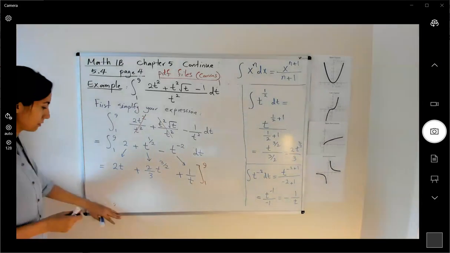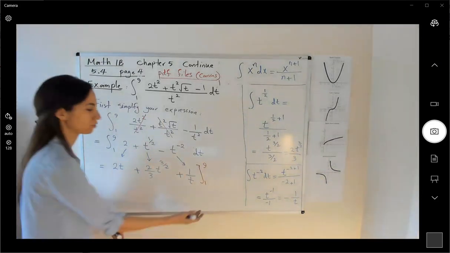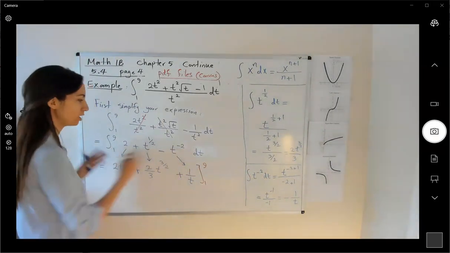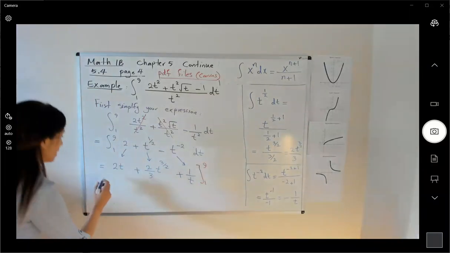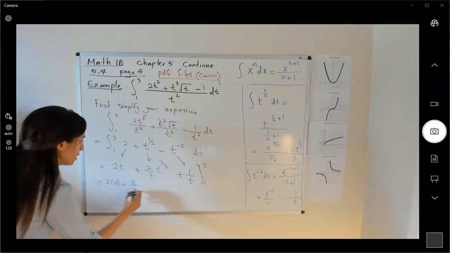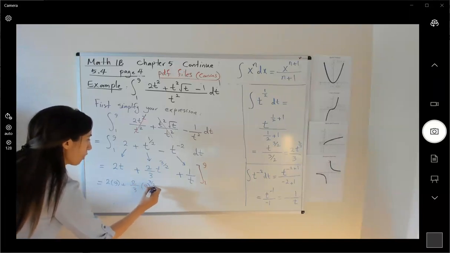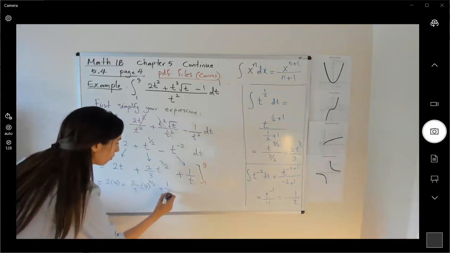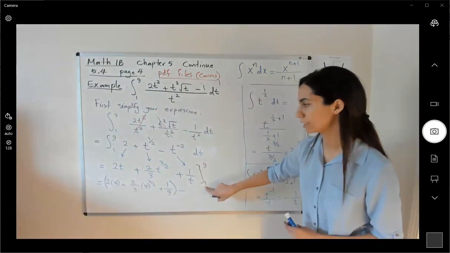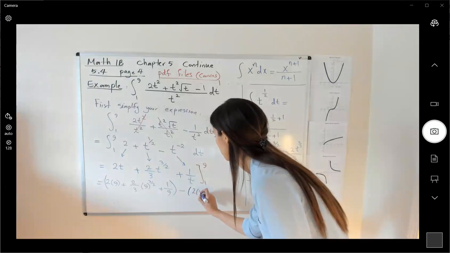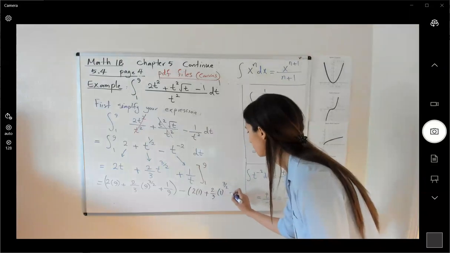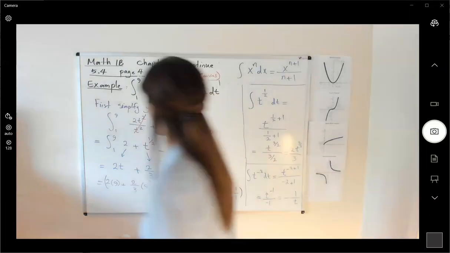Very well. Now we just have to plug in 9, then we have to plug in 1, then do the algebra. The rest is just algebra. We're almost done with calculus stuff. So here you have 2 times 9 plus 2 over 3, 9 raised to 3 halves plus 1 over 9, minus, now we plug in 1, we get 2 times 1 plus 2/3, 1 raised to 3 halves plus 1 over 1.